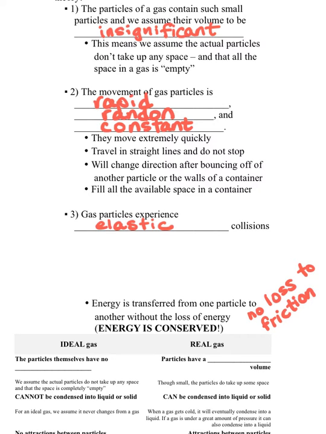Right now, if you were to roll, let's say, a tennis ball down the hallway at home, if you're that bored right now during the quarantine, eventually it would start to slow down due to friction between the ball and the floor in your home. That's because it's experiencing inelastic collisions between it and the surface of your floor. Elastic collisions means there's no loss of energy due to friction.